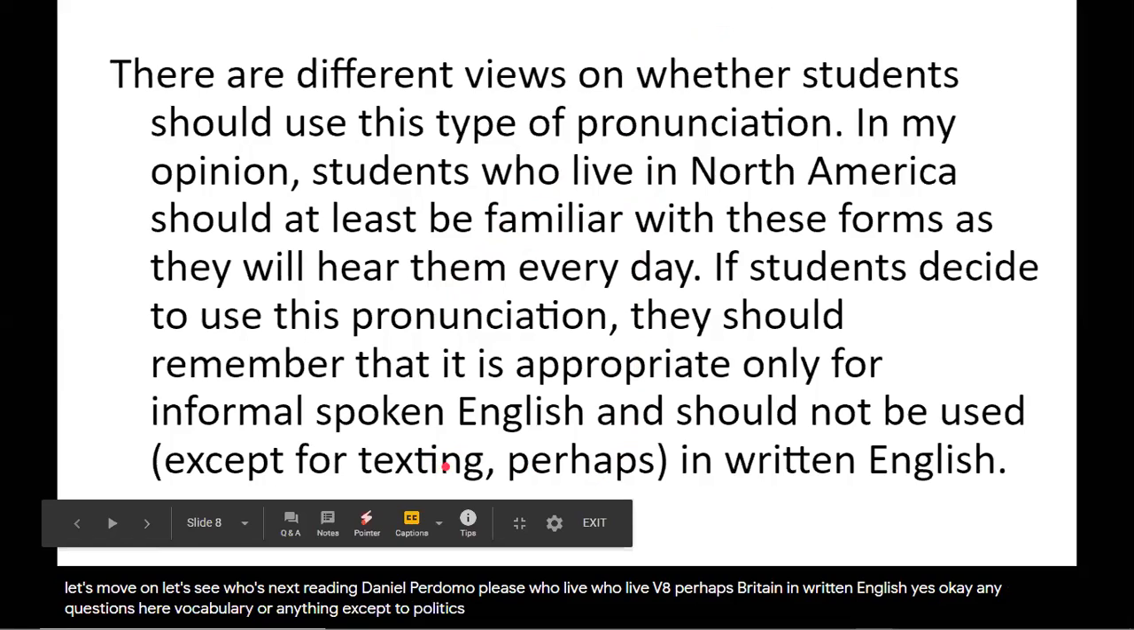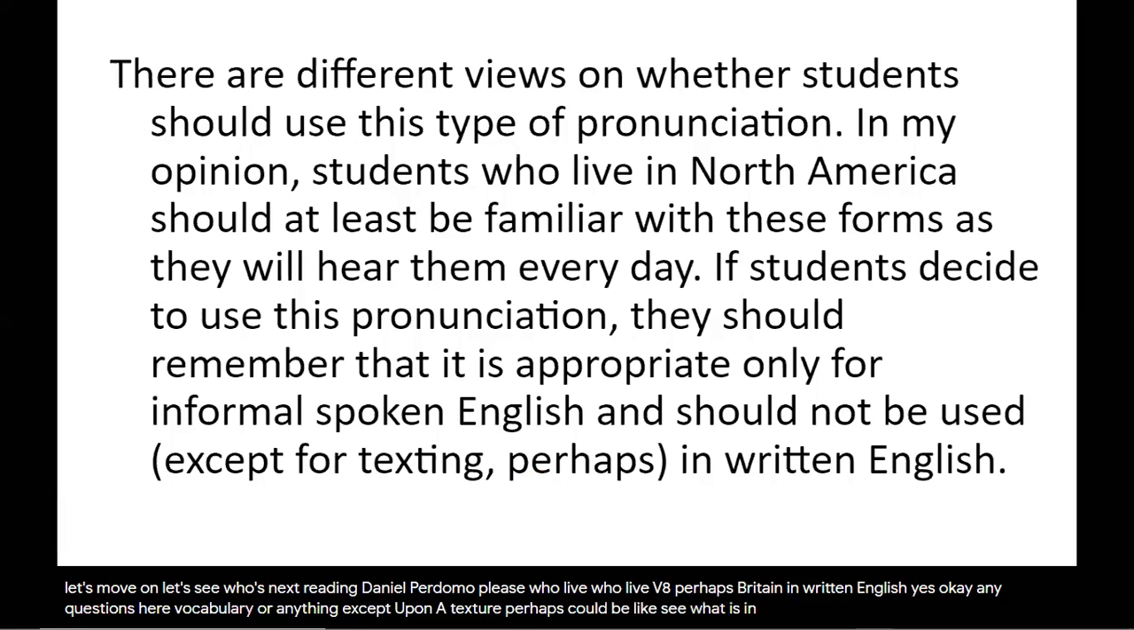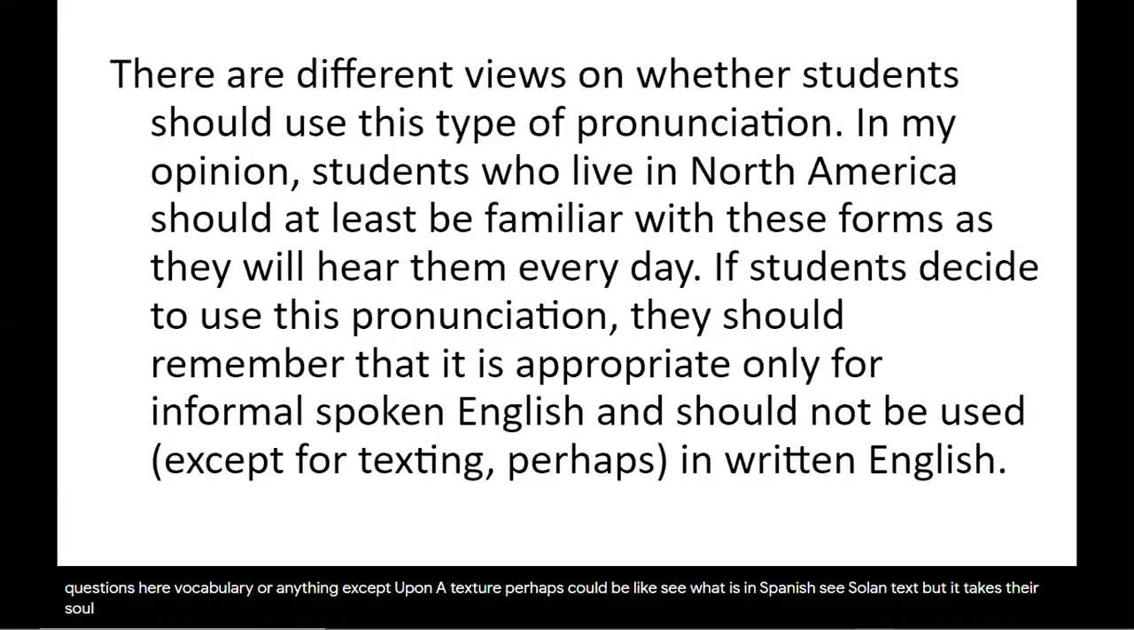Excepto para textear. Perhaps could be like, solo usado para texto, en español. Sí, solo en texto. Solo para textear. Teacher, what line? If a student decides to use the pronunciation, they should remember. Should. Deberían recordar. Ellos deberían recordar. Should. Very good.